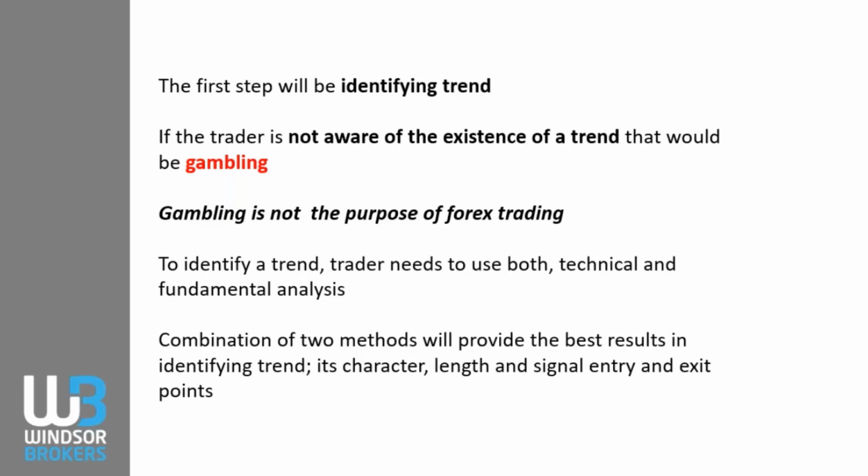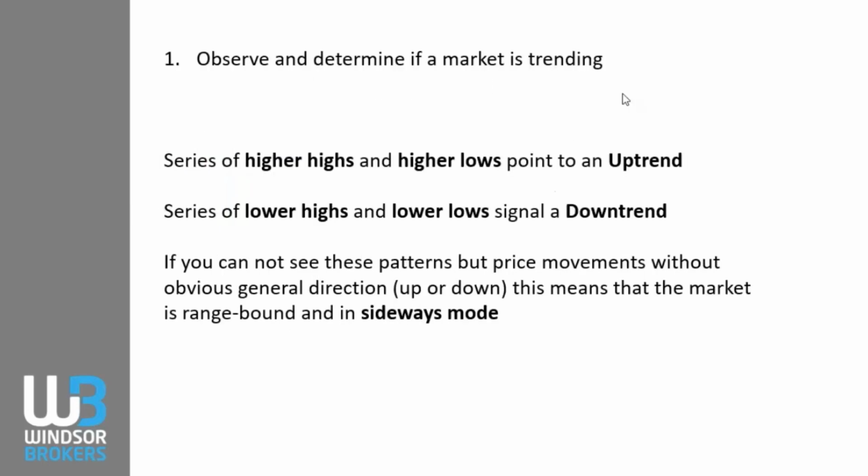To identify the trend, you need to employ both types of analysis, fundamental and technical. The best results will be given by a combination of the two methods. For example, technicals will give you a good signal for the beginning of the trend, but will not give you a clear signal how long this trend is going to last, while fundamentals can help you with that information. So a combination of the two sources of information will of course give the most accurate and most complete result, which is actually our target.